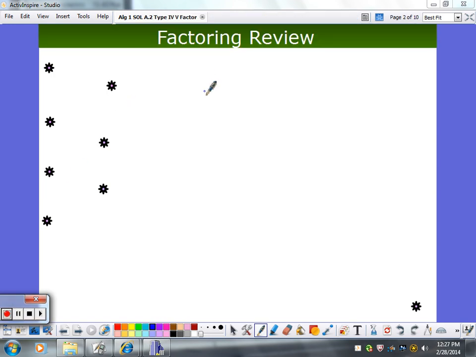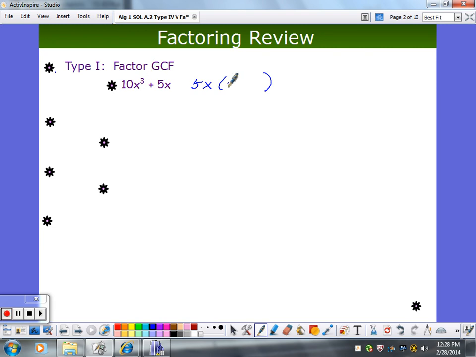Let's do a quick review. Type 1 factoring: look for a greatest common factor. Just as a review, quick example. Is there a greatest common factor? It is 5x. You divide both of those by 5x. What do you get? 2x squared plus 1. How do I know it's correct? You multiply backwards. Do your distribution, you get back here.